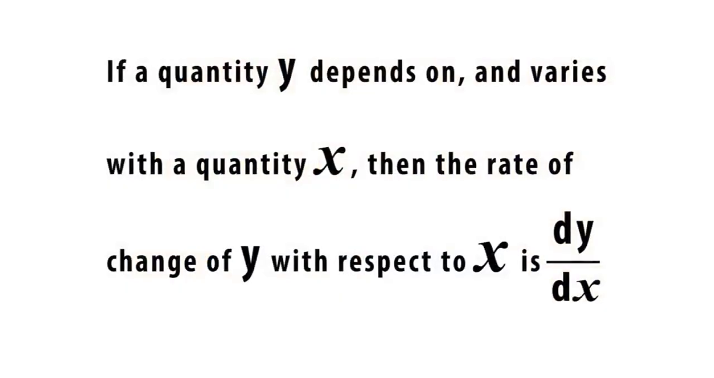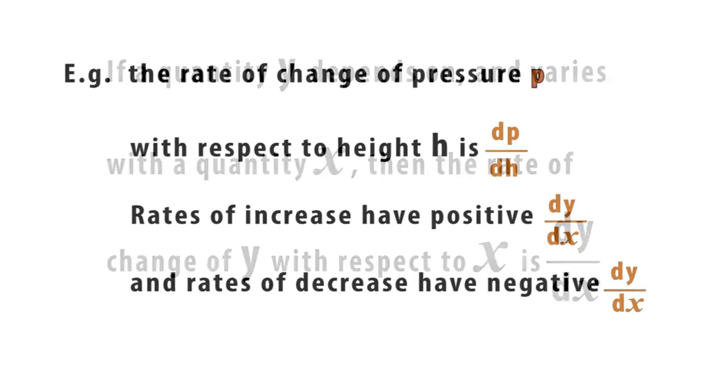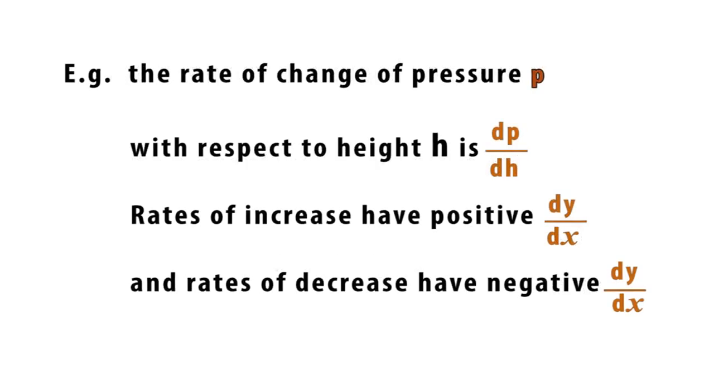If a quantity y depends on and varies with a quantity x, then the rate of change of y with respect to x is dy/dx. That means, for example, the rate of change of pressure P with respect to height h is dP/dh. Rates of increase have positive dy/dx, and rates of decrease have negative dy/dx.